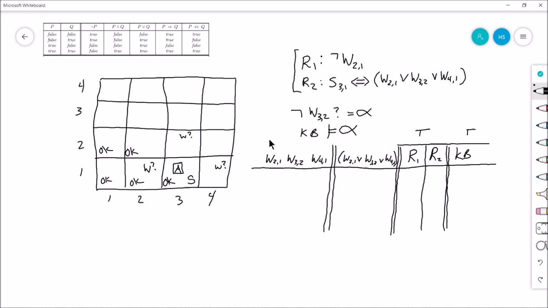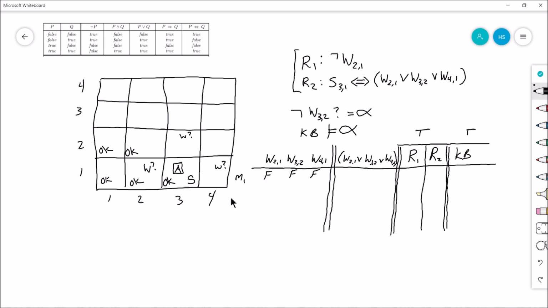All right. So let's see how this breaks down. Now, there are two possible configurations for the wumpuses, right? So there's either a wumpus in 2,1 or there's not. There's either a wumpus in 3,2 or there's not. There's either a wumpus in 4,1 or there's not, right? So this first row is the first model.